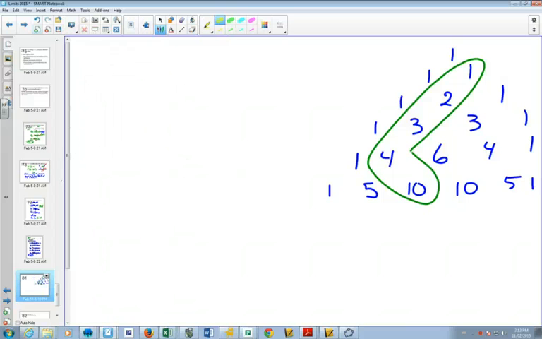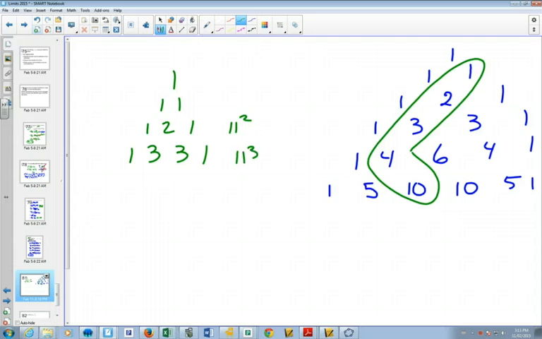Okay. With Pascal's triangle, if you just look at them as numbers, 1, wow, that's yellow. 1, 1, 1, 1, 2, 1, 1, 3, 3, 1. These are the powers of 11. This is 11 squared. This is 11 cubed. 14,641 is 11 to the power 4.